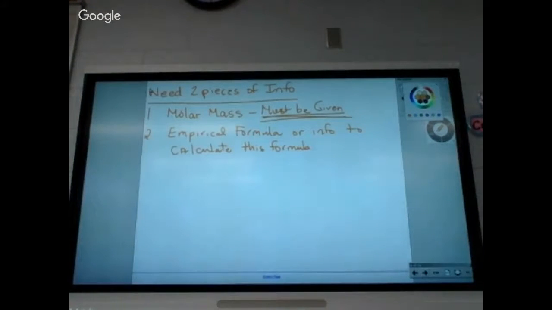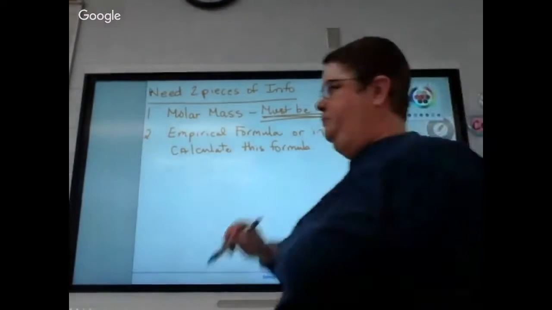Today, we're going to start with being given that formula. And then by the time we leave today, we're going to calculate both questions in one. Because your lab tomorrow is going to require you to calculate the empirical formula first, and then calculate the molecular formula. Everybody with me on that? Yeah. Okay. So, how are we going to do this?